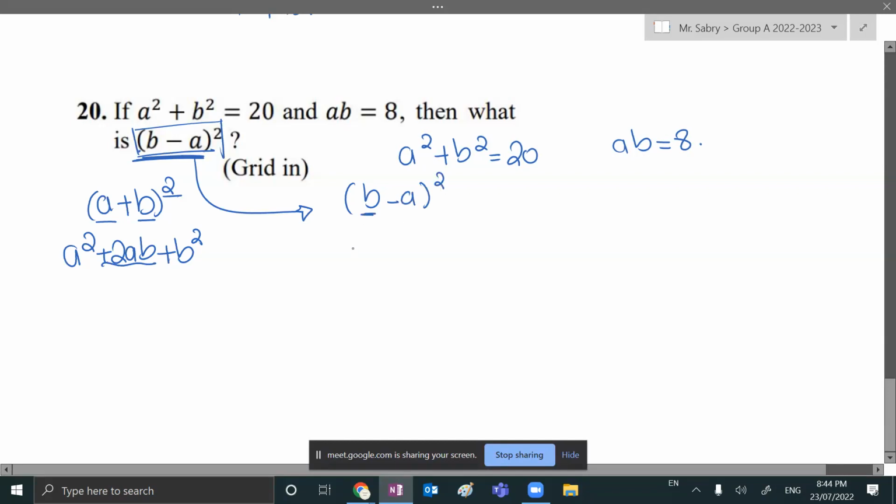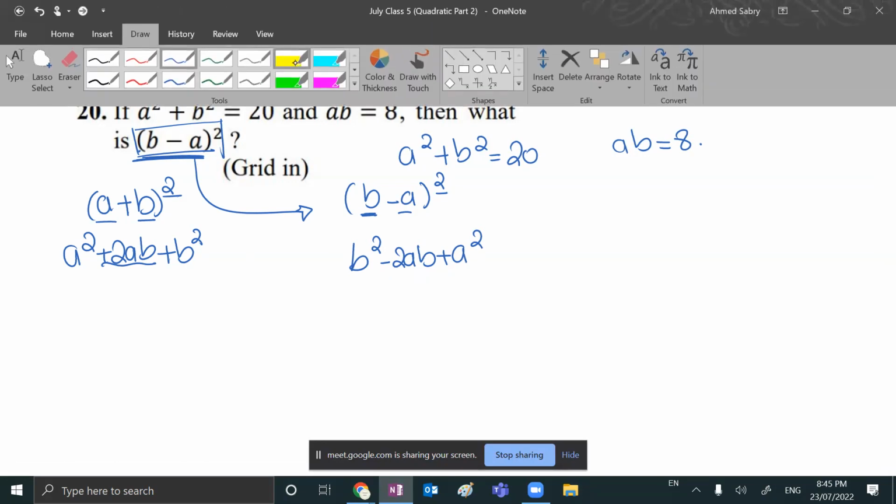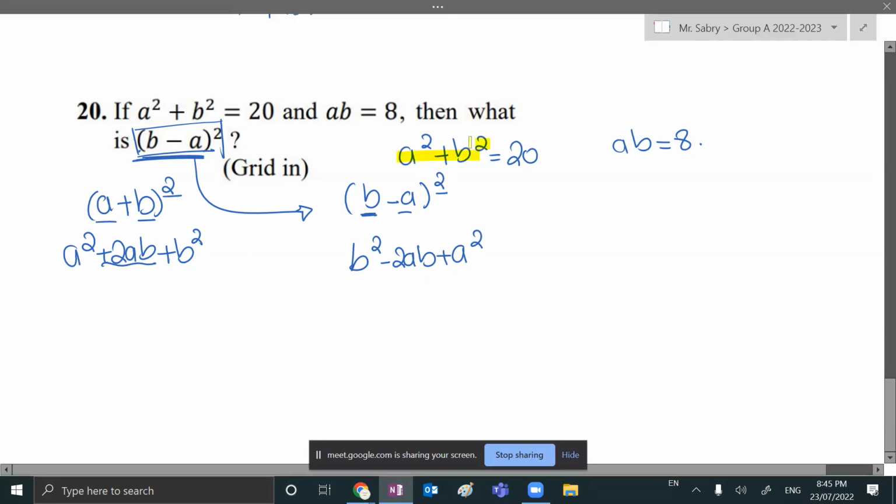I'll put the first one to the power of 2, and then I'll leave some space, and then I'll put the second one to the power of 2. And anything to the power of 2 is positive. So these 2 must be positive. Now in the middle, I'll multiply b times negative a times 2, and that should give me minus 2ab. I'll stop here and I'll think. I already know that a squared plus b squared is equal to 20. And this is b squared plus a squared.